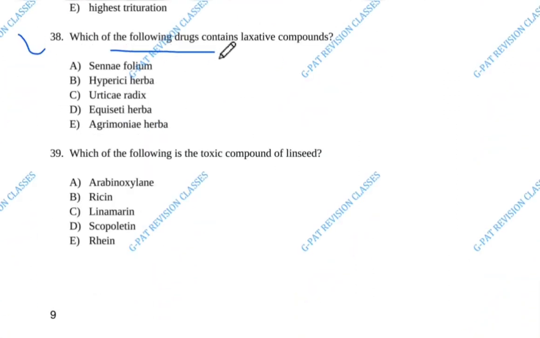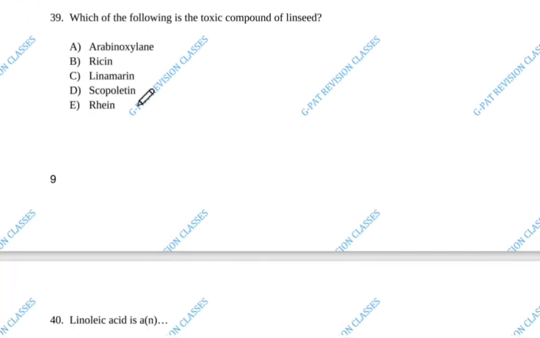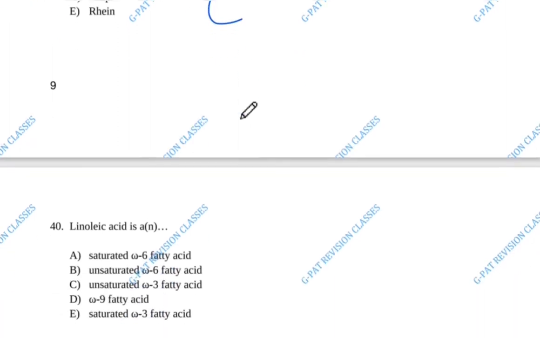Which of the following drugs contains a laxative compound? The answer is A, Sennoside. Next is question number 39. Which of the following is the toxic compound of linseed? The answer is C, Linamarin. Next is question number 40.